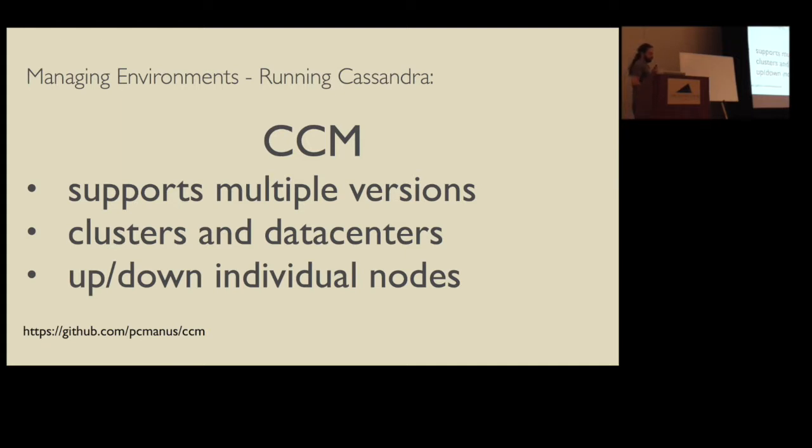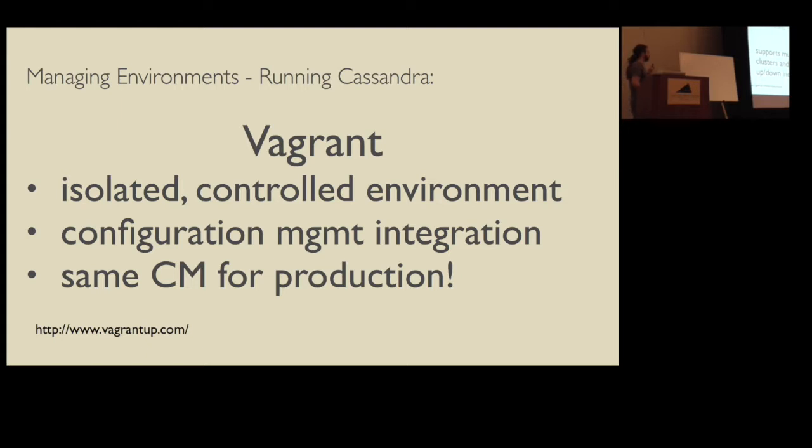Much better is using something like CCM, which is a Python wrapper around the Cassandra jars themselves. It'll actually manage the download process for you, so you can specify versions, have multiple versions downloaded on your machine, and choose between them. You can set up clusters across data centers on your local laptop, just by forking Java processes. You can take individual nodes up and down, so you can see what happens. This is a really useful tool. The distributed tests in the source tree are built around CCM, so it's used by DataStax directly. It's an open source project maintained by Sylvain, one of the developers. You can download it, hack on it, do whatever you want.